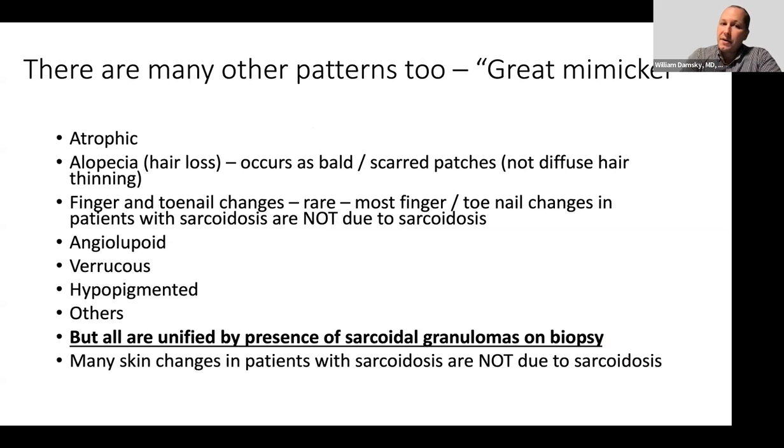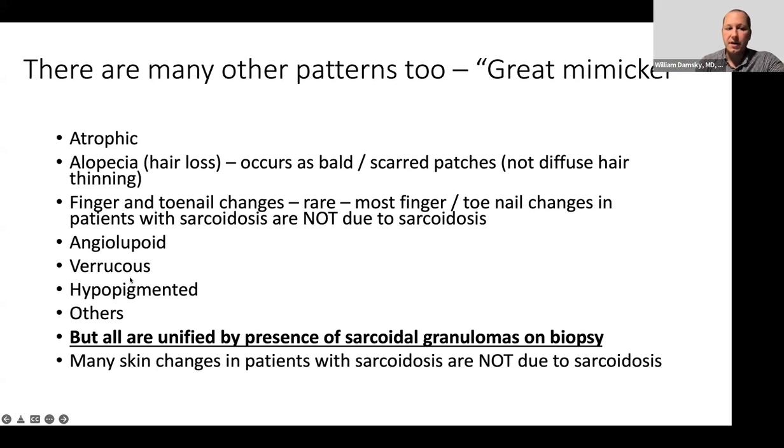Those are the most common presentations of cutaneous sarcoidosis. But again, sarcoidosis is a great mimicker in the skin. And so you can see listed here a number of other possible manifestations of sarcoidosis, a lot of which is sort of medical jargon, but they can be sort of these thinning lesions, atrophic, alopecia, which means hair loss, where you can get these patches of hair loss. Most patients with sarcoidosis do not have this, thankfully, and diffuse hair thinning is not a presentation of that. Sometimes you can get finger or toenail changes. These are also pretty uncommon.